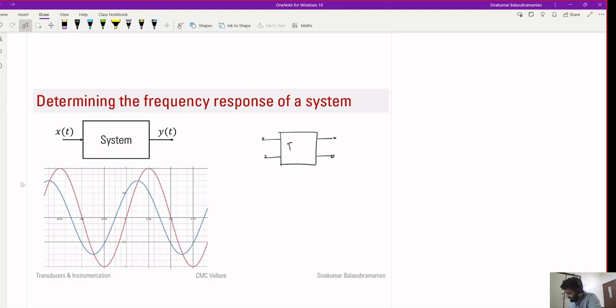And I say this is some filter, and I ask you, can you give me the frequency response of this filter? How would you do it? What is one experimental way of obtaining the frequency response of a filter like this? And I tell you that this is an LTI system.